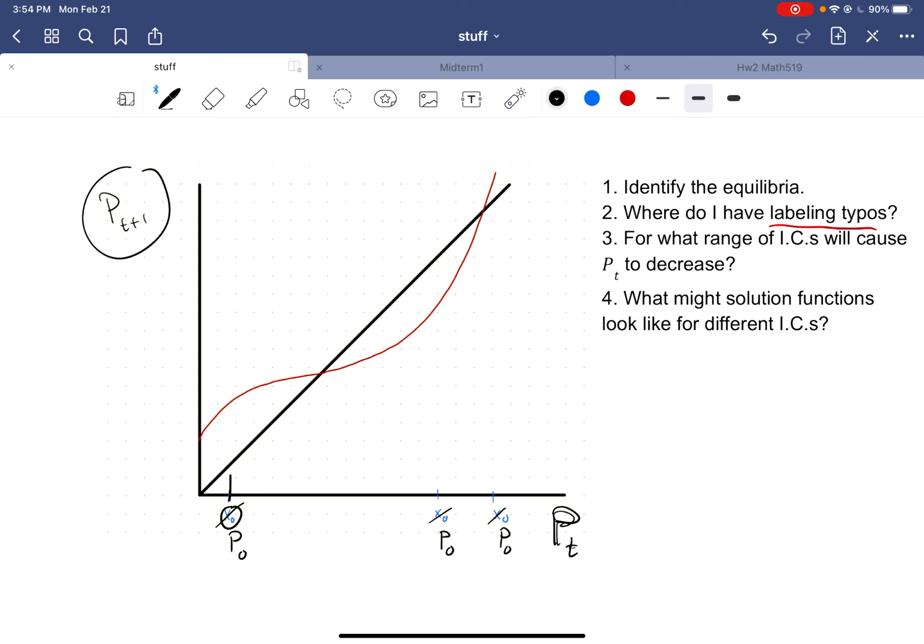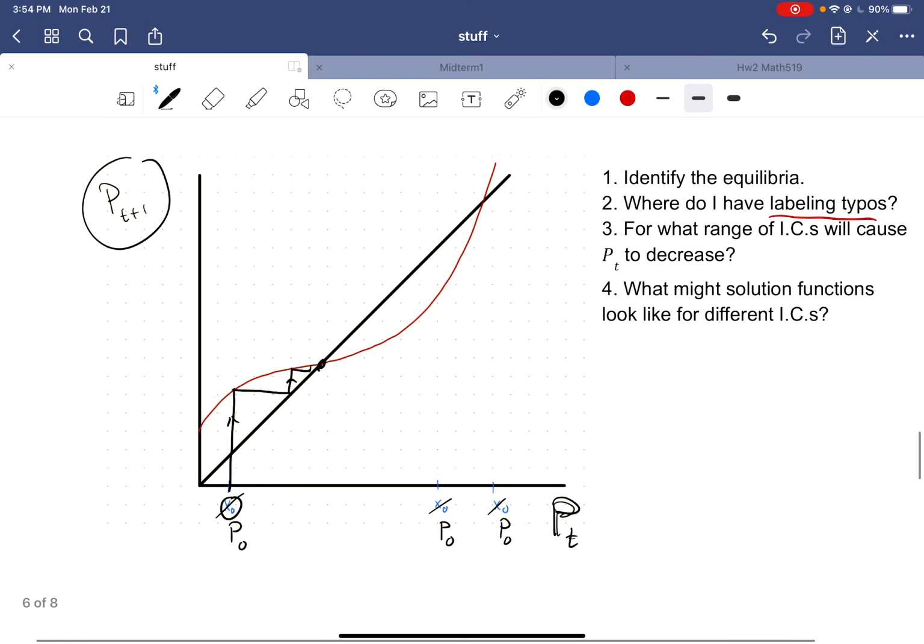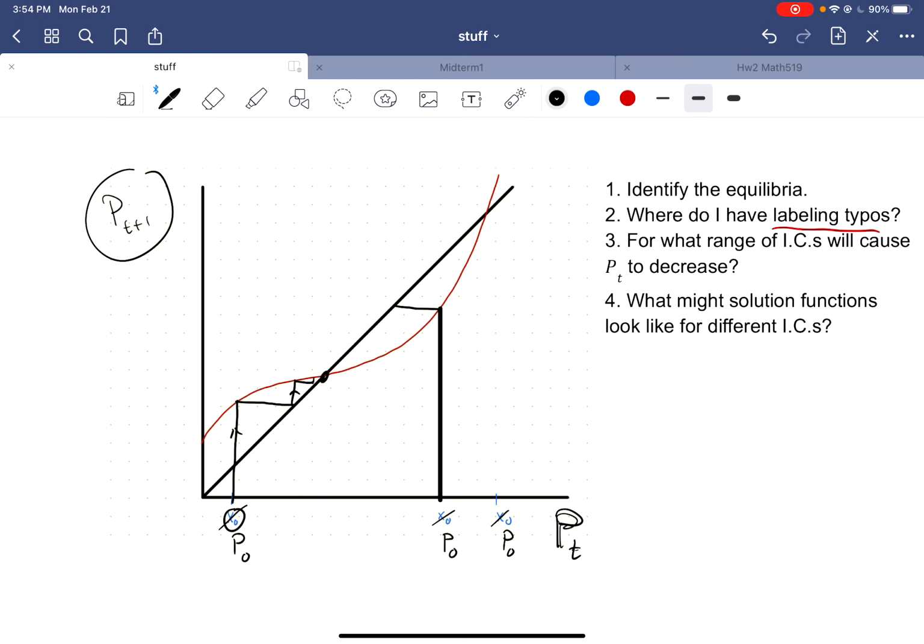So if I cobweb, vertical travel to the updating function, horizontal to y equals x, vertical, horizontal, vertical, horizontal, we can see I'm heading towards this equilibrium point here. Now if I start at this other indicated point, let's redo that one. Use the dots. There we go. And then over, and then down, and over, and then down.